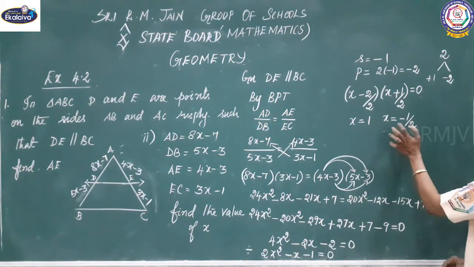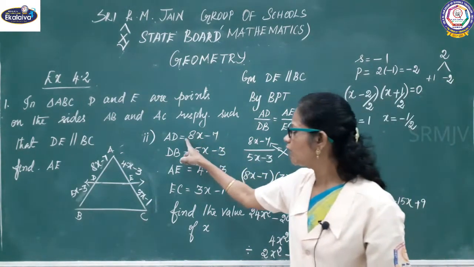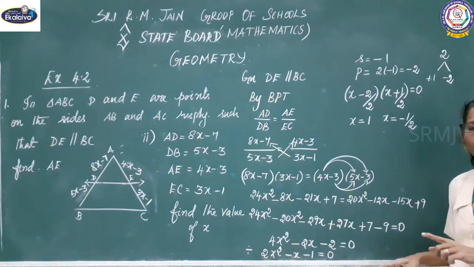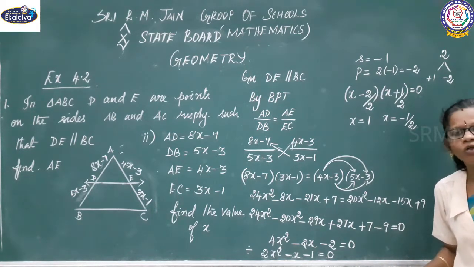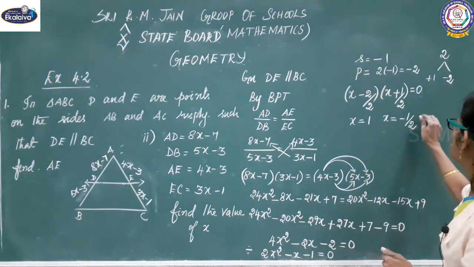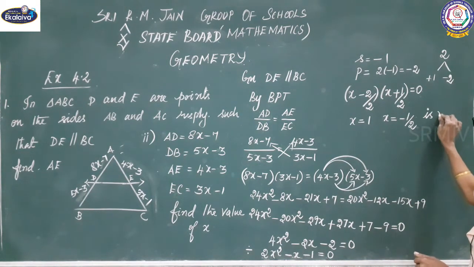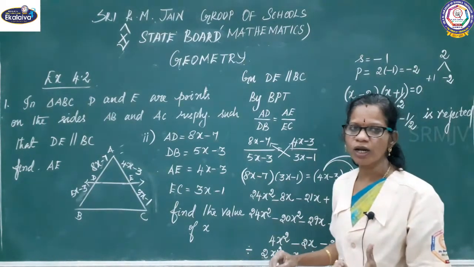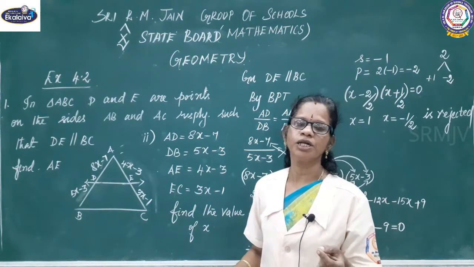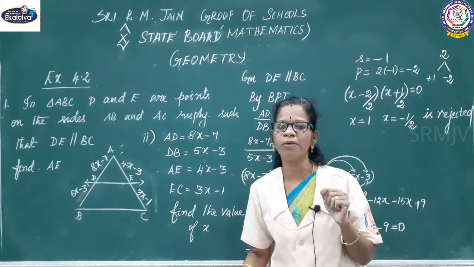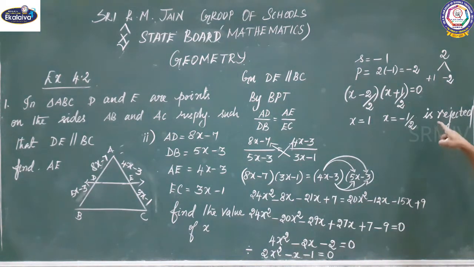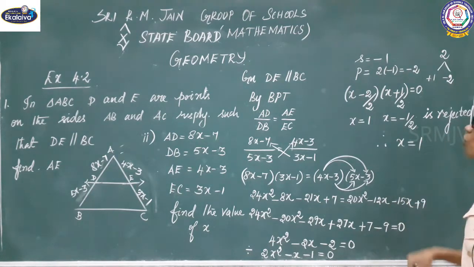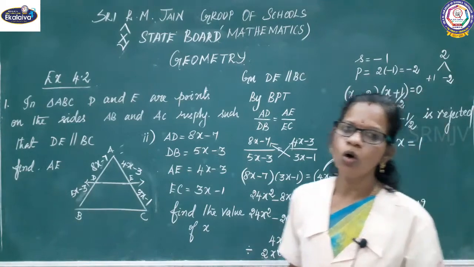The measurement cannot be negative. If you substitute here, what can you get? 8 into minus 1 by 2, minus 4. Minus 4 minus 7 means minus 11. We cannot do the measurement in terms of negative. So, x is equal to minus 1 by 2 is rejected. If I ask what is your height, you can say 153 centimeter or 154 centimeter. You cannot say minus 154. The same logic you have to apply here also. So, therefore, the value of x is equal to 1.